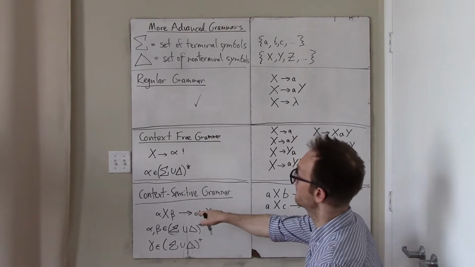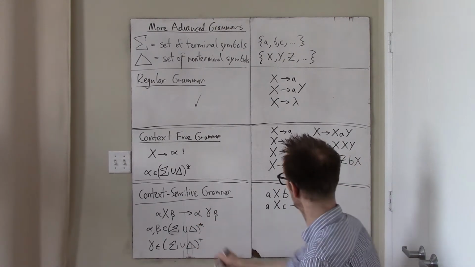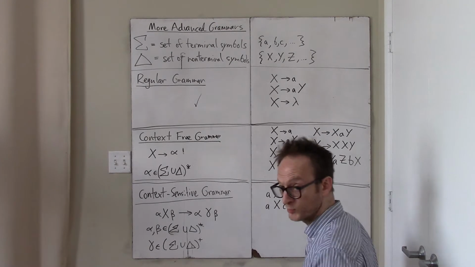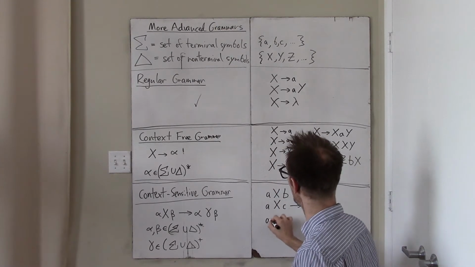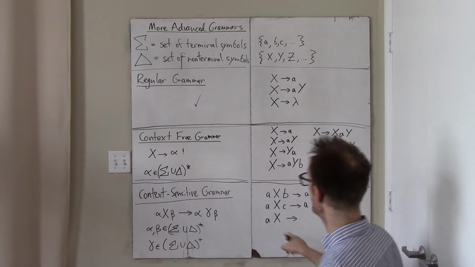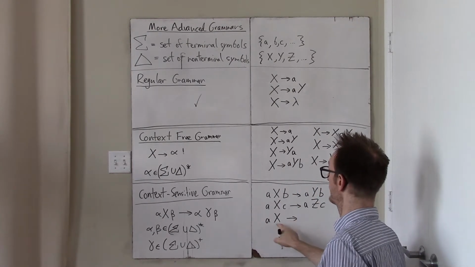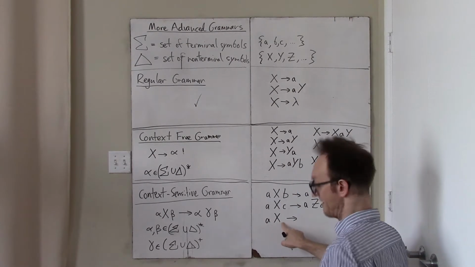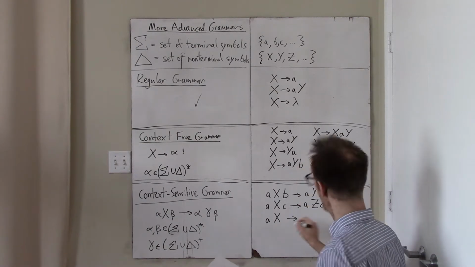And alpha and beta can themselves be empty, which is to say you can only speak of left context and right context. So you can say, if to the left of x there is an a, never mind what's on the right, I don't care.